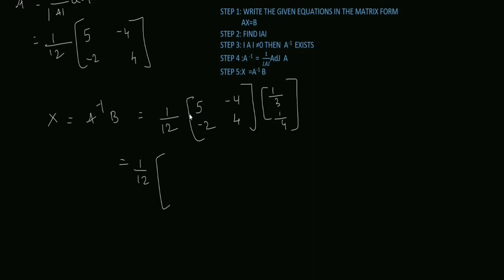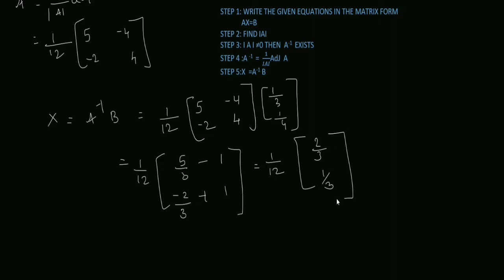So 1 by 12 into multiply 5 into 1 by 3, that is 5 by 3, minus 4 into 1 by 4, that is 1; minus 2 by 3 plus 1. That is equal to 1 by 12, 5 minus 3 by 3, minus 2 plus 3 by 3, which is 1 by 3. Now multiply by 1 by 12. So what do you get? 2 and 12 get cancelled, 1 by 18, and this is 1 by 36.